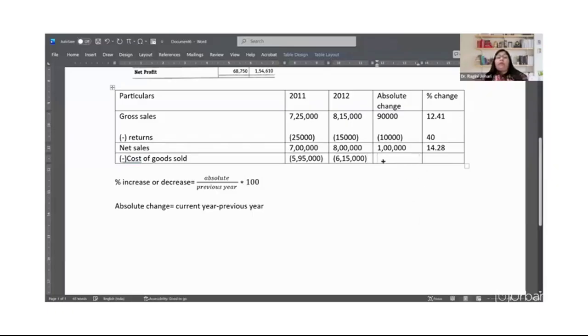Anyway, but here what is the difference? The difference is 20,000. Since this will be minus, that is why. Now the percentage change: 20,000 upon 5,95,000. Okay. And how much do I get here? This is 3.36%.